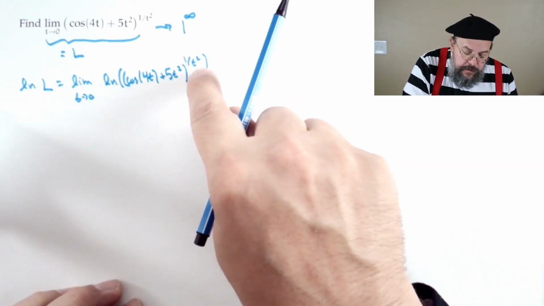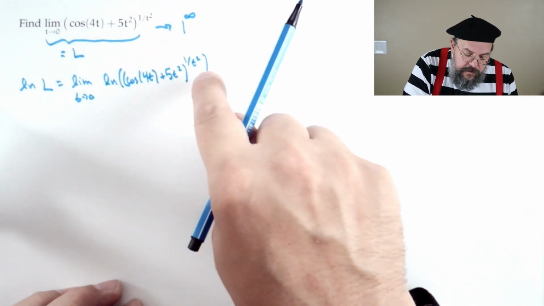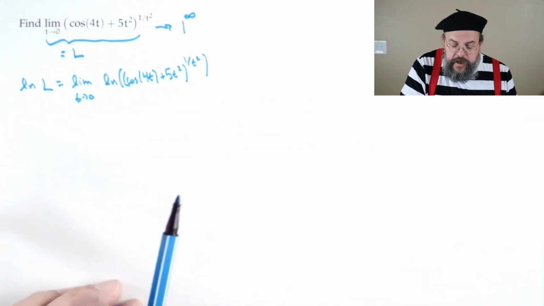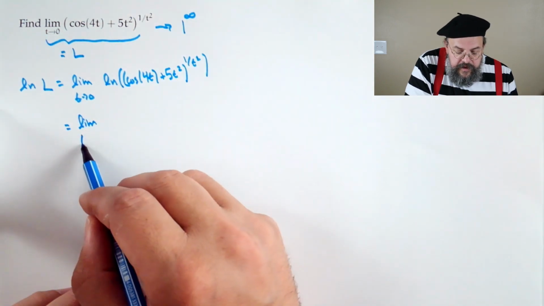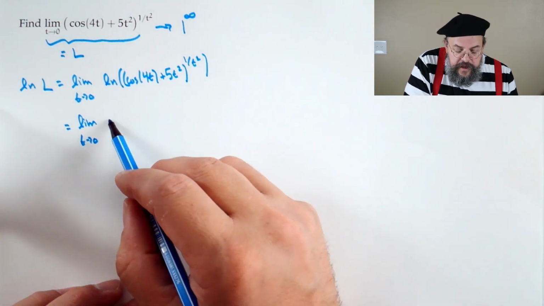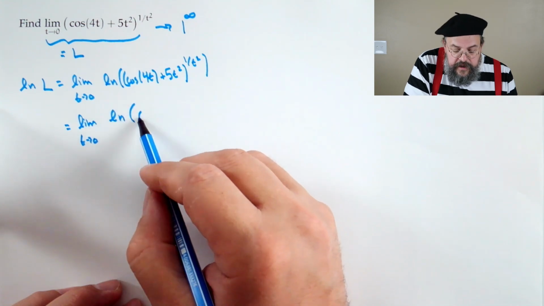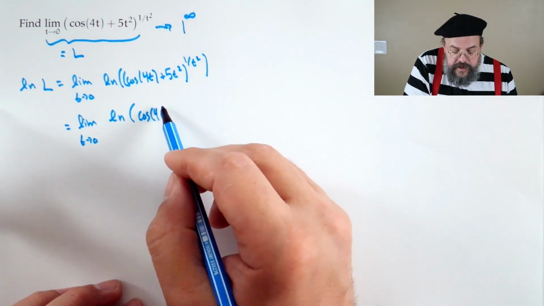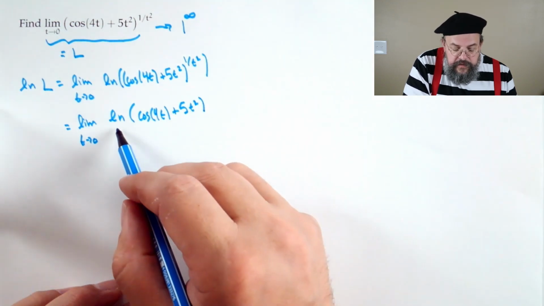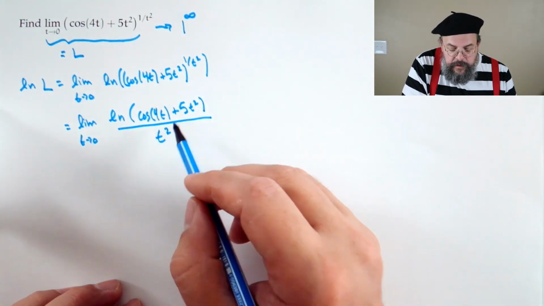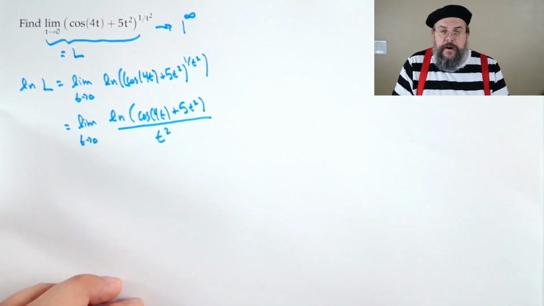And so we're going to bring the 1 over t squared down, and really it's going to end up being t squared all the way in the denominator. So this is the limit as t goes to 0 of natural log of cosine 4t plus 5t squared, divided by t squared. So again, the 1 over t squared came down.